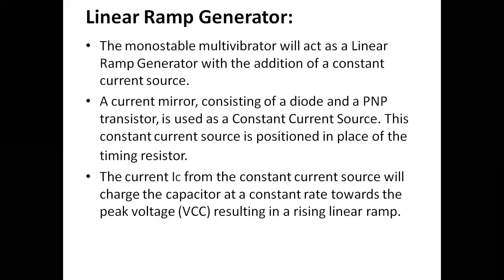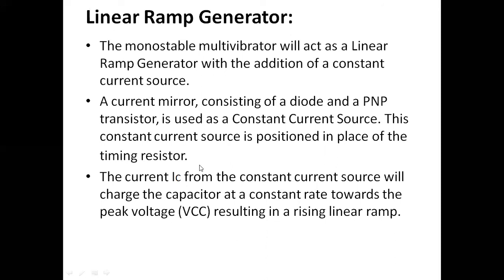And third one is linear ramp generator. The monostable multivibrator will also act as a linear ramp generator with the addition of a constant current source. That means it can be used to generate linear ramp signals by the addition of a constant current source. Constant current source means here we are using a current mirror, that is, a current mirror consisting of a diode and a PNP transistor. This constant current source is positioned in place of the timing resistor R. By the use of the constant current source, we can get a linear ramp signal at the output.